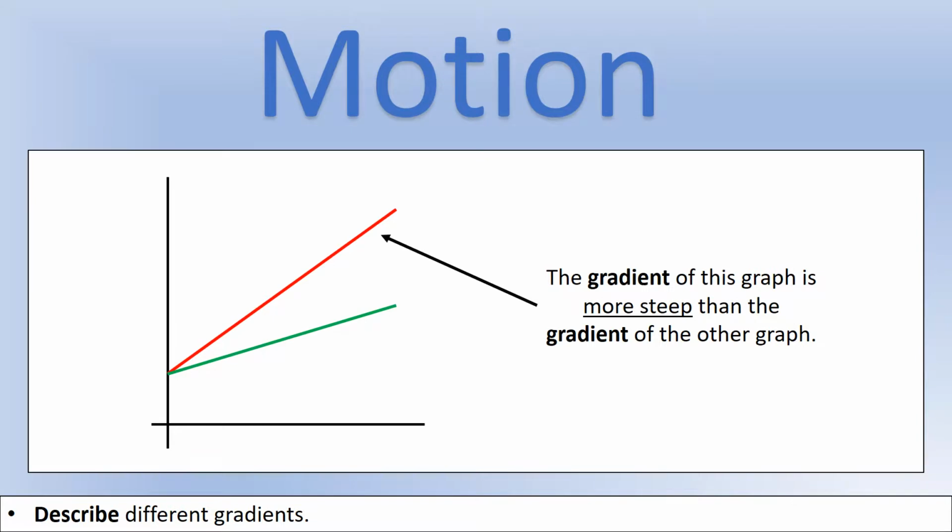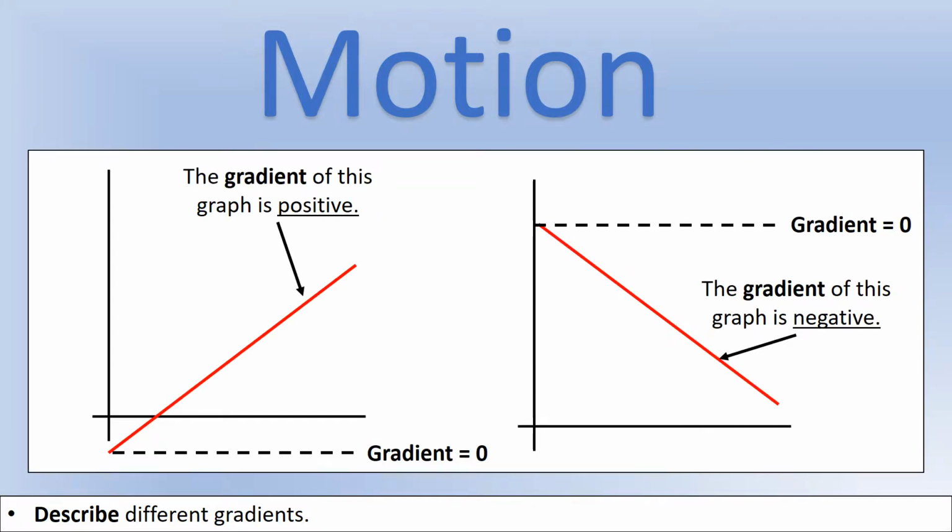So the first example we're going to look at is where we've got two straight line graphs here. What we would say is that the gradient of the red line is steeper than the gradient of the green line, the other graph there, because we can see it's angled up more. So that's how we would compare two gradients like that. So one of the things we say about gradients is how steep they are.